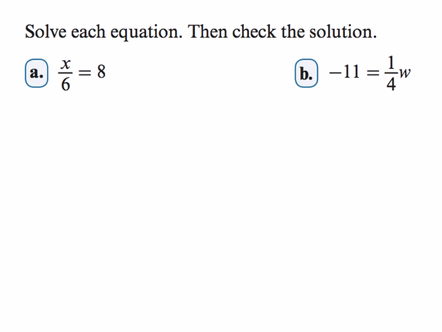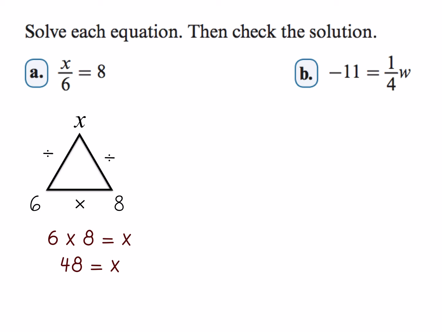In this first example, x divided by 6 equals 8. We can set up a multiplication division fact triangle. X goes on the top, and the best equation to solve for x would be 6 times 8 equals x. So therefore 48 equals x. And you should check that. Make sure that the value of 48 makes sense in the original equation. 48 divided by 6 equals 8. Yes, checks out.